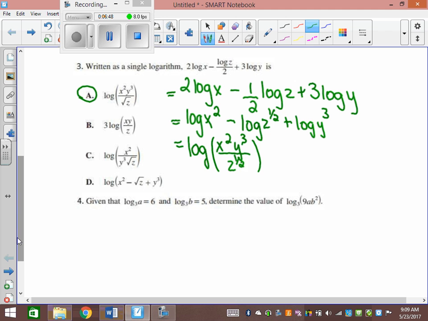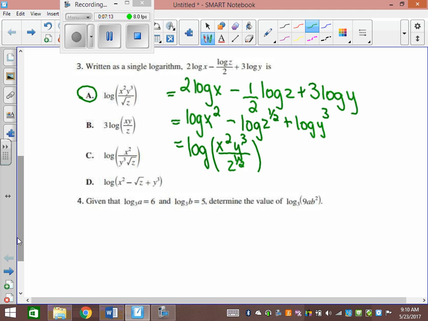Number 4, questions like this are given often. They'll give you some information and another piece of information, and then they ask you to find the value of something that doesn't have an equal sign. So, the value of log base 3 of 9ab squared, I see that and I instantly think expand it. And I think to expand it because I know log base 3 of 9 is 2. It's a nice thing. So I expand it out.